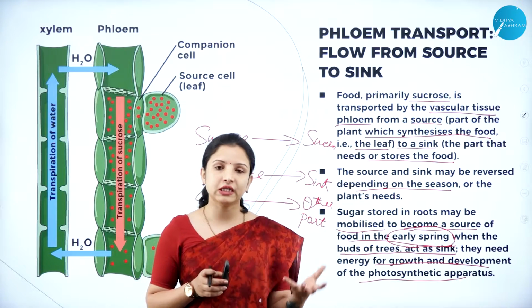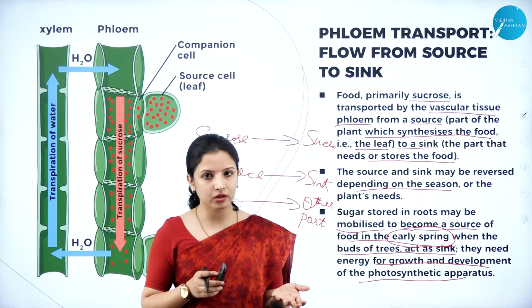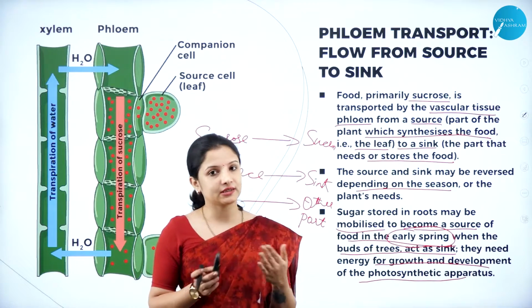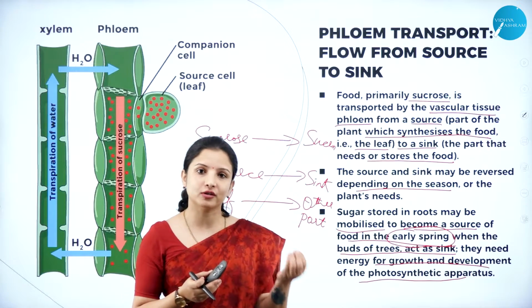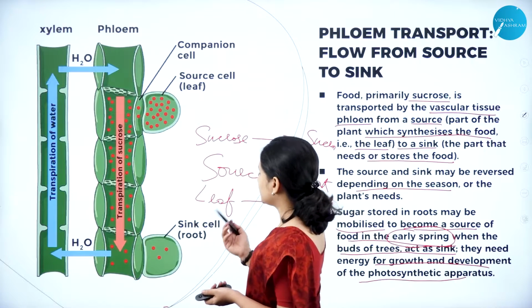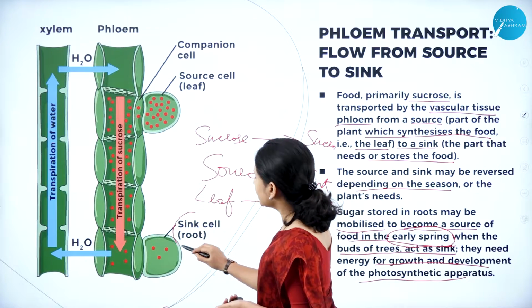Why? Because if leaves are not there, photosynthesis will not occur. So that is how the interchange between the source and the sink takes place depending on the season. So we have understood about that. So here sometimes, what did I tell you? The sink cell can be the root.